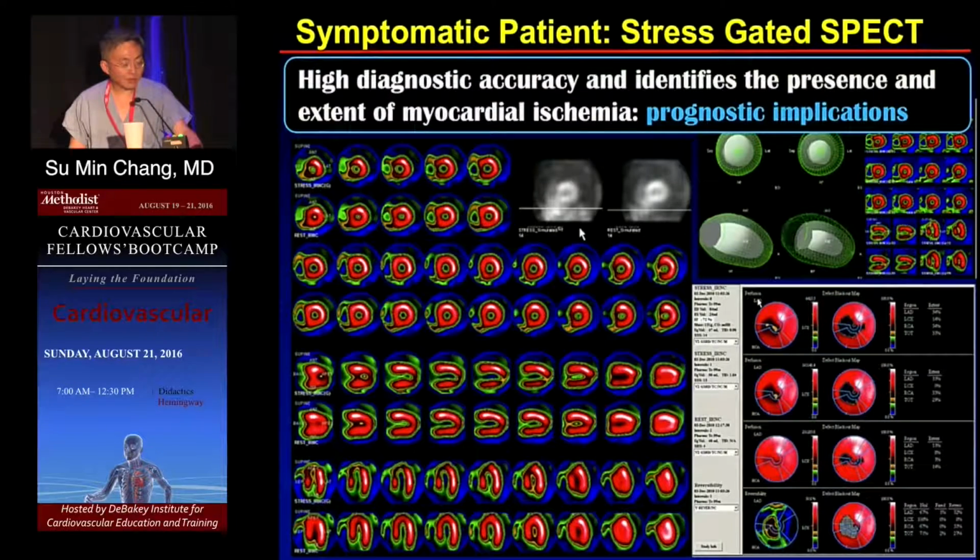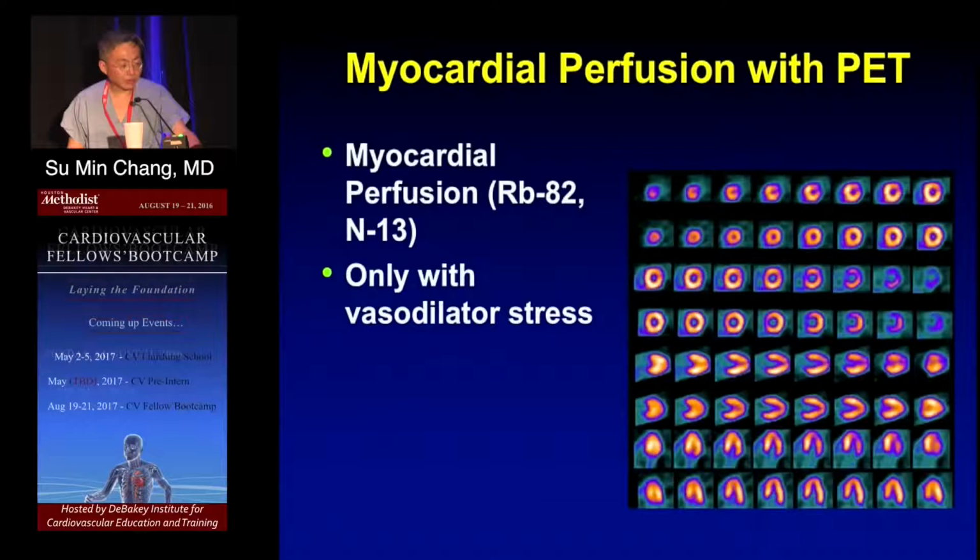How is that important? Besides the perfusion, the functional information has significant prognostic implications and can also help you determine sometimes if the defect that you see is artifact or is a true defect. And PET offers similar information with better spatial resolution. The only drawback here is that with PET, currently you can only use vasodilator stress.